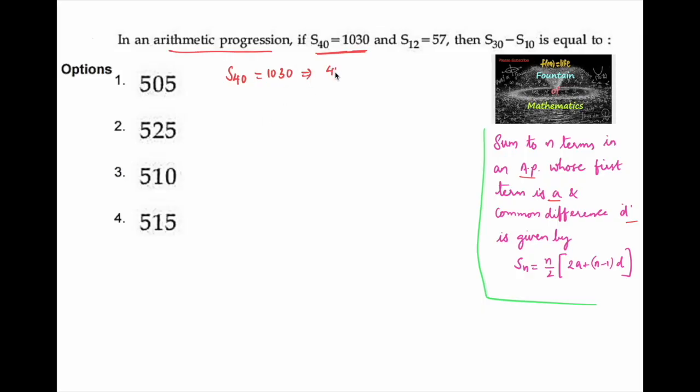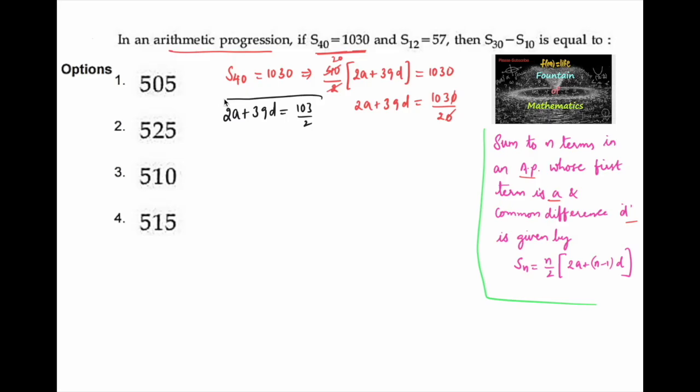So which implies 40 by 2 times (2a plus 40 minus 1, 39 times d), which is equal to 1030. Or here we can get 2a plus 39d, which is equal to 1030 divided by 20. So we can write 2a plus 39d is equal to 103 divided by 2. Make this equation 1.